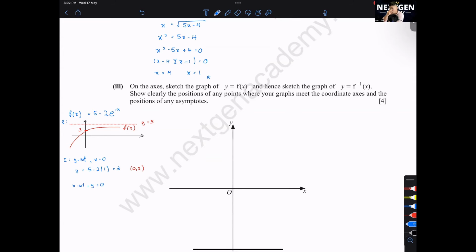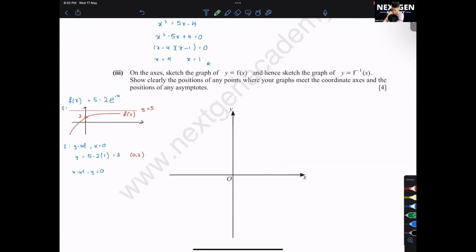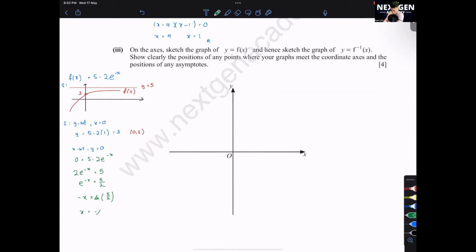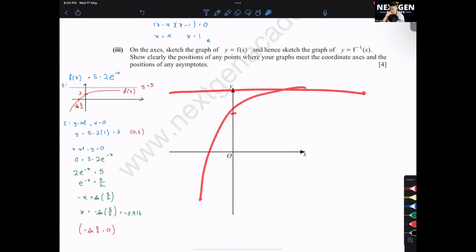Then x-intercept, y equals 0. We go and solve for this one. 0 equals 5 minus 2e to the power of negative x. 2e to the power of negative x equals 5. e to the power of negative x equals 5 over 2. We inverse our exponential, we will get ln 5 over 2, and then here will be negative ln 5 over 2. Just check your calculator, what's ln 5 over 2? You will get 0.9163, so negative 0.916. Depending on whether you want exact value or decimal, it doesn't matter. We just write it as negative ln 5 over 2, 0. So my x-intercept will be at negative ln 5 over 2, and then (0, 3) for the y-intercept. And my asymptote will be y equals 5.